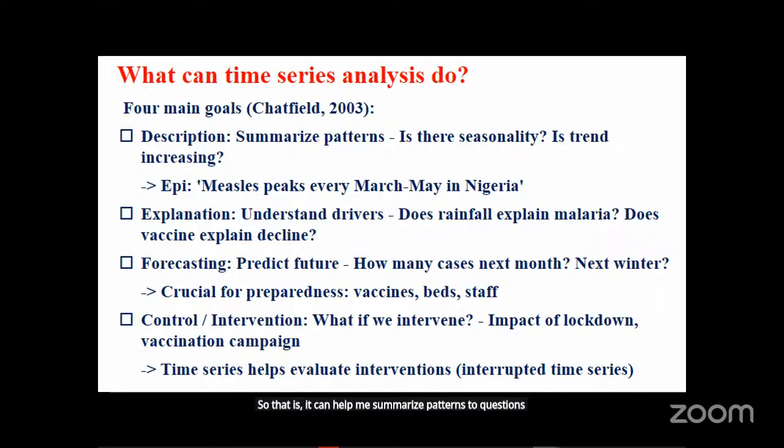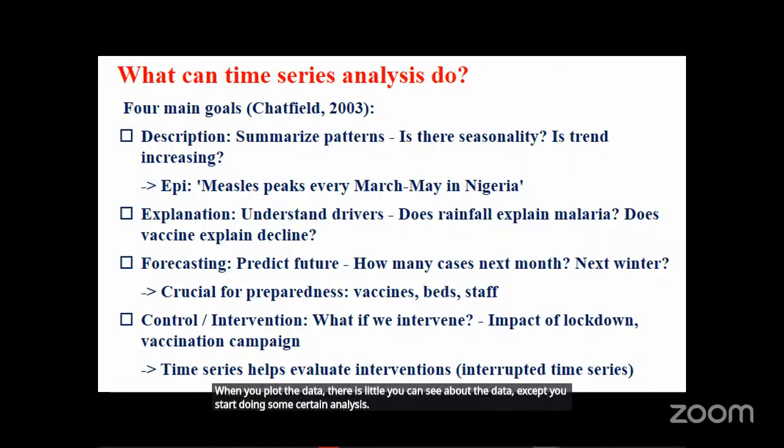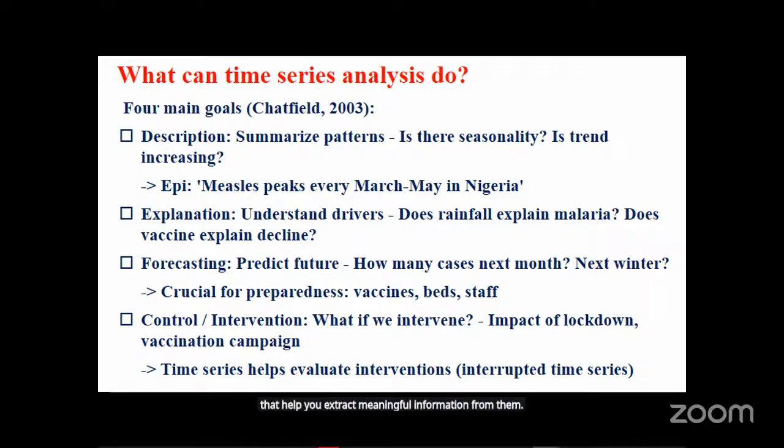So questions like, is there seasonality based on data? When you plot data, there's little you can see, except when you start doing certain analysis that helps you extract meaningful information from it. For instance, let's say I have a count of cholera or malaria cases. I want to ask, am I seeing seasonality in the data, in terms of a systematic peak of infection at a certain point in time in the year? So a time series analysis can help me do this.